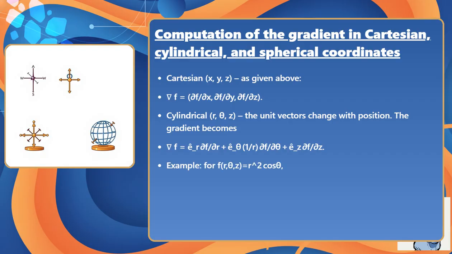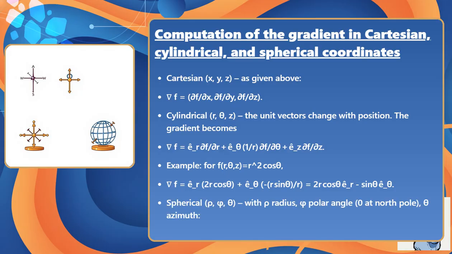Example: for f of r, theta, z equals r squared cos theta, nabla f equals e hat r times 2r cos theta plus e hat theta times negative r sin theta, divided by r, equals 2r cos theta e hat r minus sin theta e hat theta.